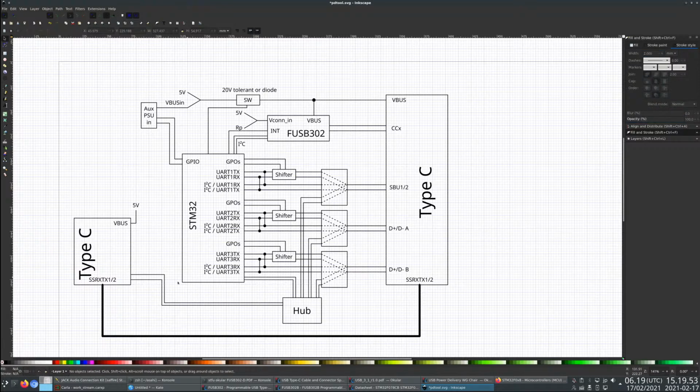And on those lines there will at least be some attempt at impedance control. At least I will do my best guess to keep that. Yeah, I'm not going to characterize them, but at least I'm going to look at the board stackup and the spec from the manufacturer and design them in such a way that they keep the right impedance.